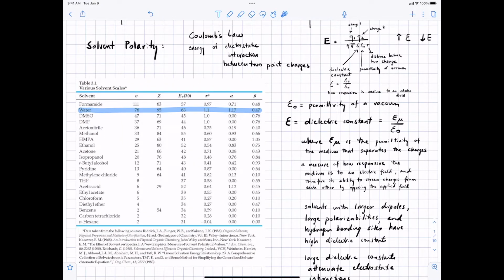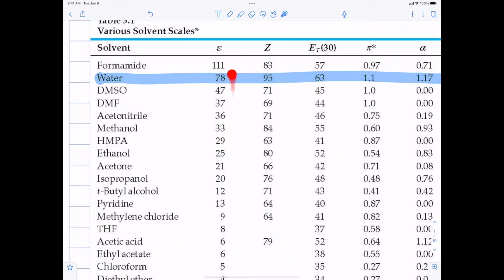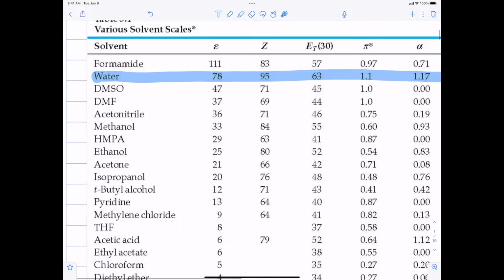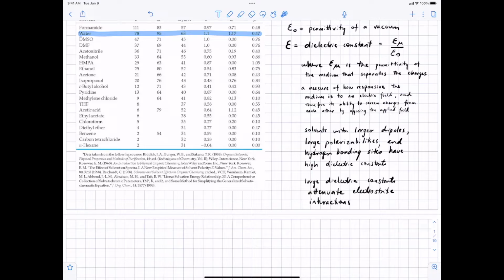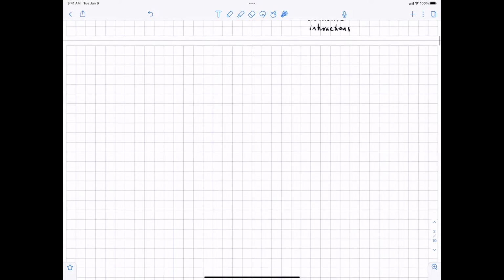Okay, so just remember the high dielectric constants have high polarity. They usually have bonds between carbon or hydrogen and electronegative atoms. And they are good at solvating charges, and they decrease the strength of electrostatic interactions. So why is that important? Well, first, it's the demonstration that ionic interactions can be strong, but you also need to think about context.